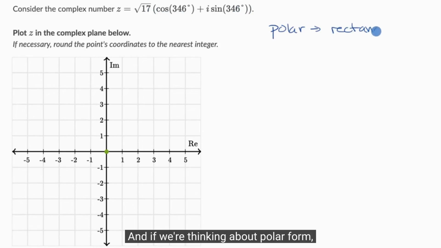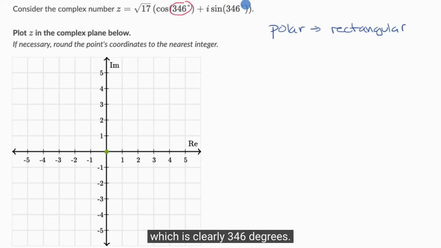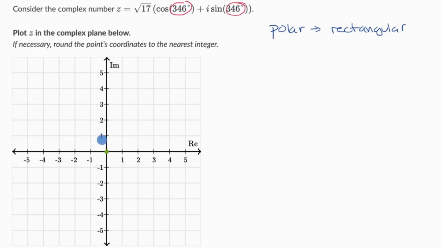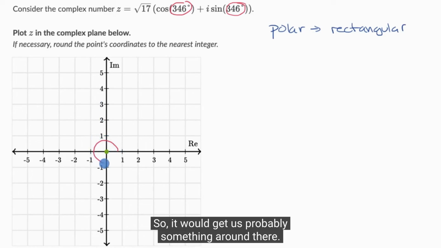And if we're thinking about polar form, we can think about the angle of this complex number, which is clearly 346 degrees. And so 346 degrees is about 14 degrees short of a full circle. So it would get us probably something around there.